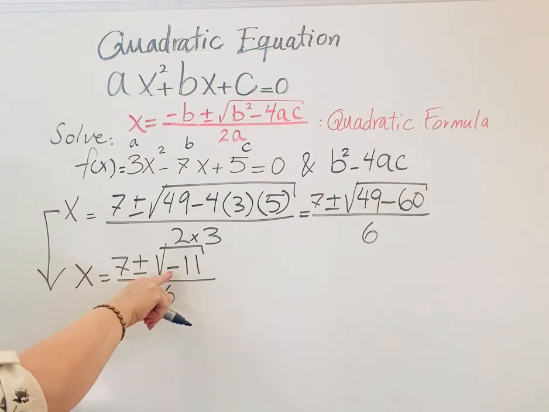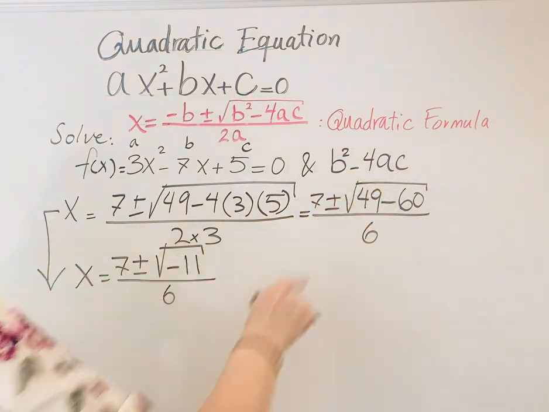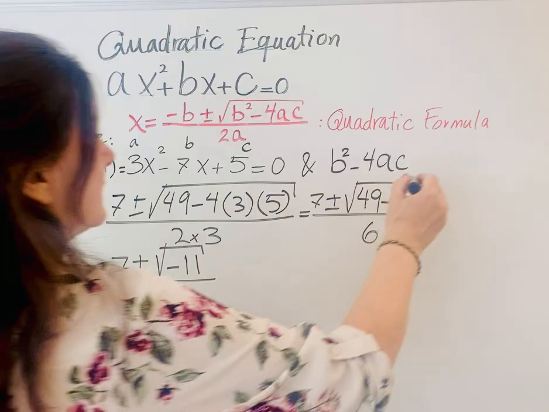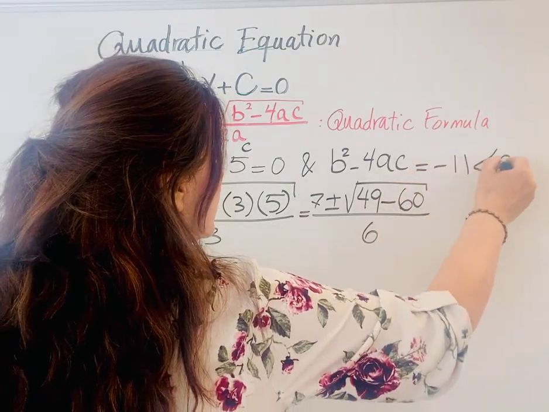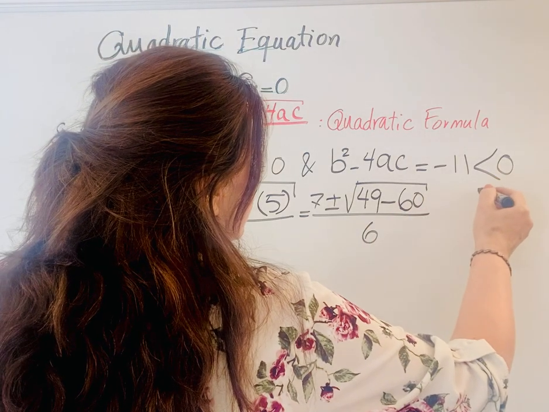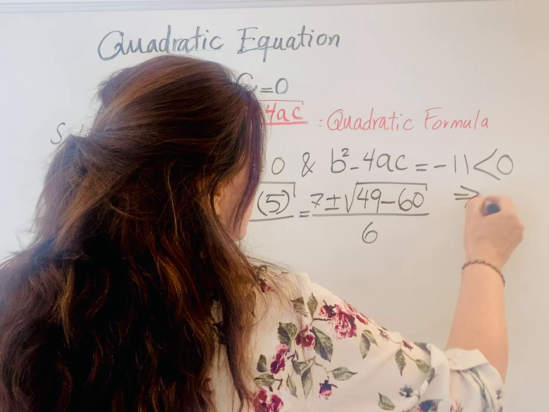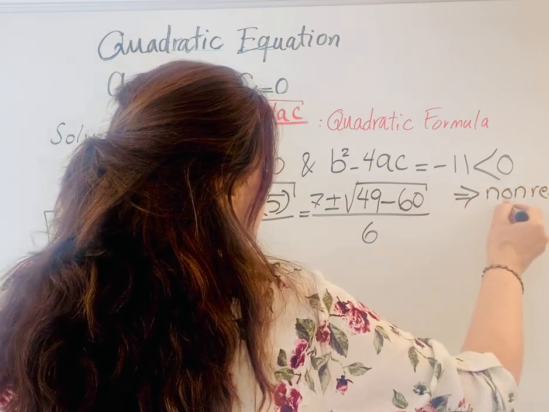You see? This b squared minus 4ac is the discriminant. Here it gets -11. -11 is less than 0, so we don't have any real roots. x1 and x2 are not real roots. Okay, say non-real roots.